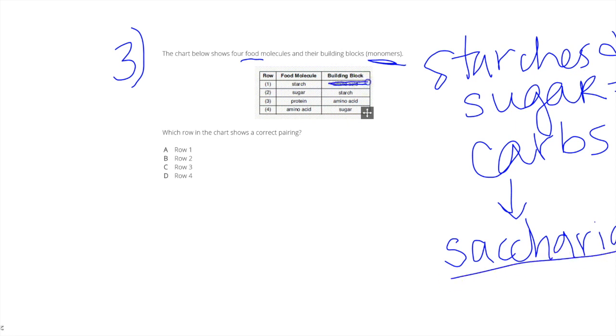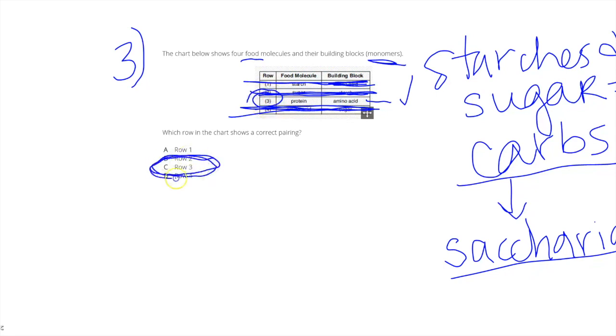Starch says amino acids. It's incorrect. Sugar is not a starch. They're different, but they are both carbs. Proteins, it says the building block is amino acids. From our do first, we know that that's correct. And it says amino acids, the building block is sugar. We know that that's wrong because one's dealing with proteins, the other one is dealing with carbohydrates. So our only correct answer is going to be row 3. So you should have picked C as your correct answer.